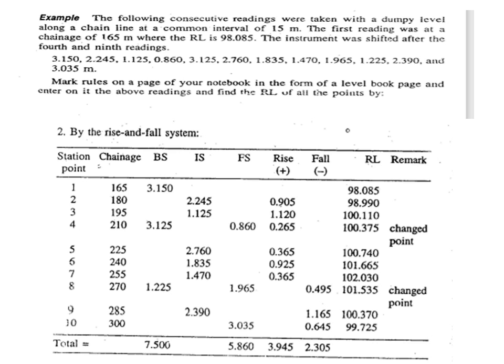Then the RLs of intermediate points and change points are obtained by subtracting the respective staff reading from the height of instrument, that is HI. The level is then shifted for the next setup, and again the height of the line of collimation is obtained by adding the backsight to the RL of the change point, which was calculated in the first setup. So the height of instrument is different in different setups of the level.